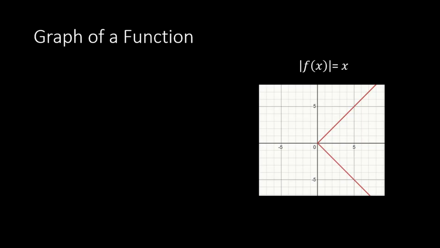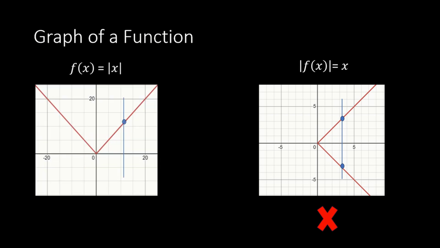To check if a graph represents a function, you can draw a vertical line. If the line touches the graph in more than one place, it is not a function. But if it touches the graph at only one point, then it is a function.